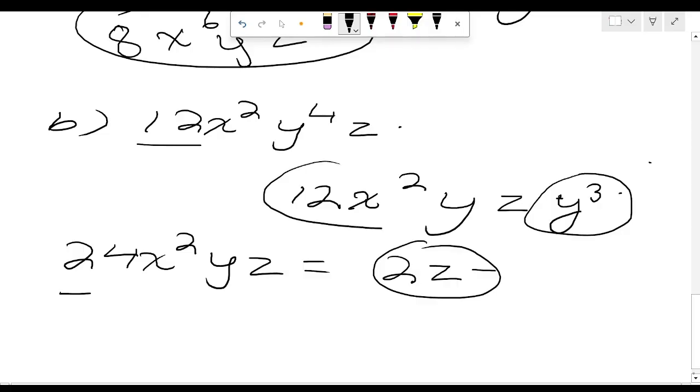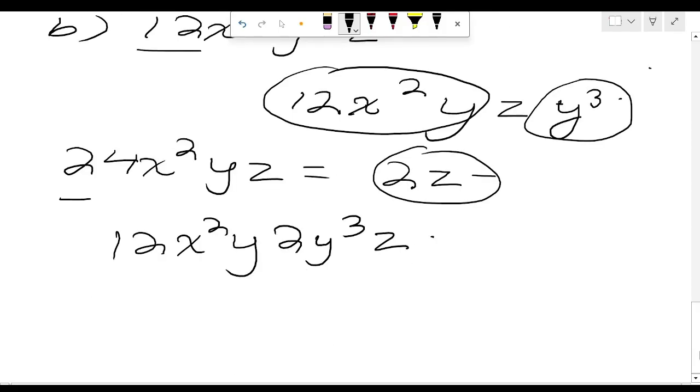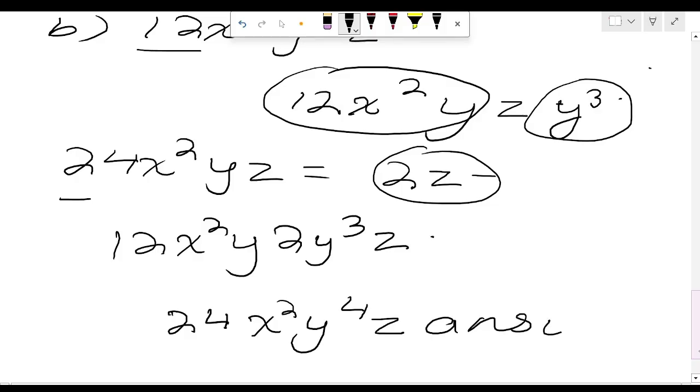Now we need to multiply all of these three values for the LCM. So 2z and y cubed results in 2y cubed z, multiplied by 12x squared y. So what are we going to do? 12 multiplied by 2 is 24, so I'll just write 24. Then x power 2, I'll just write it as it is. And then we have y cubed and y, so that results in y power 4. And in the end, we will just write z. So this is our answer for part 2.